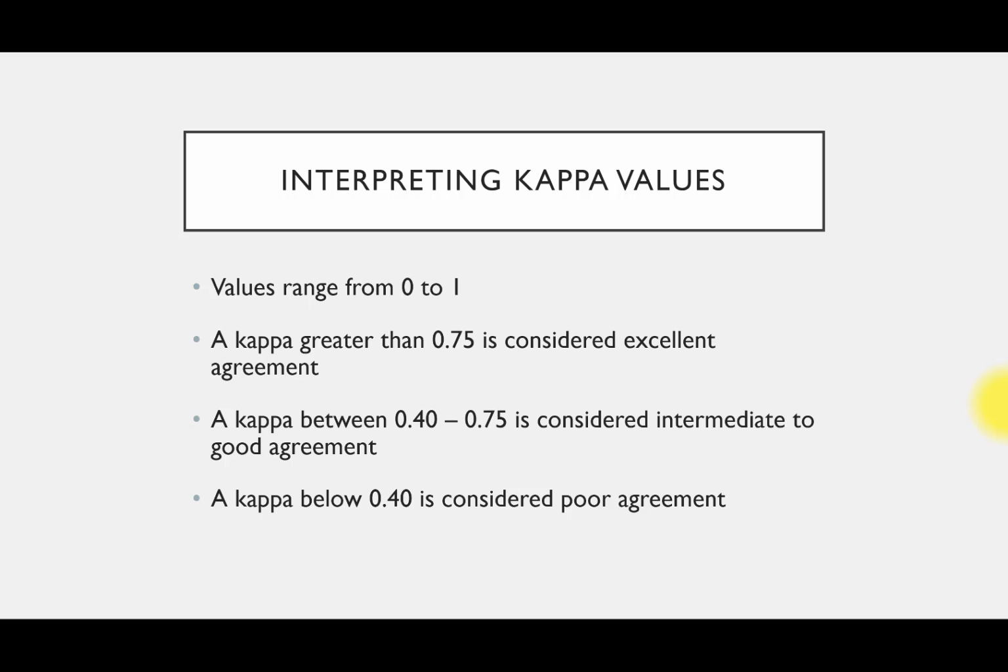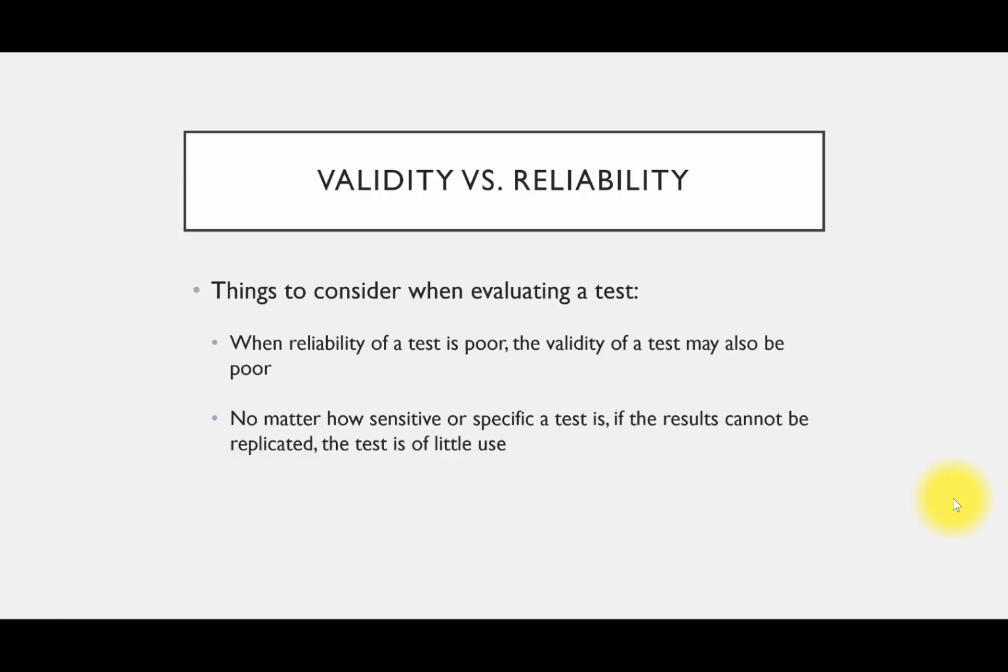The values will range from 0 to 1. A kappa statistic that is greater than 0.75 is absolutely excellent, so this is probably what we should be aiming for. A kappa between 0.4 and 0.75 is a good agreement, not great, but good. Anything below 0.4 is honestly unacceptable or extremely poor. The bottom line is that we want a test to be both reliable and valid. Although it is possible to have a non-reliable valid test, if we cannot replicate the results, essentially it is useless.